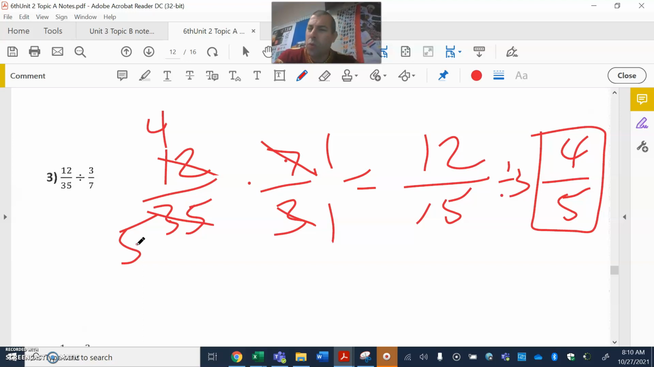All right, we just want to try to catch it sooner rather than later because typically there'll be smaller numbers in the original problem than if we try to do it at the end. Because if I just multiply across, 12 times 7, 84, 35 times 3, 105, now I've got to do simplifying with 84 and 105. No, thank you. So again, that cross division is where it's at.